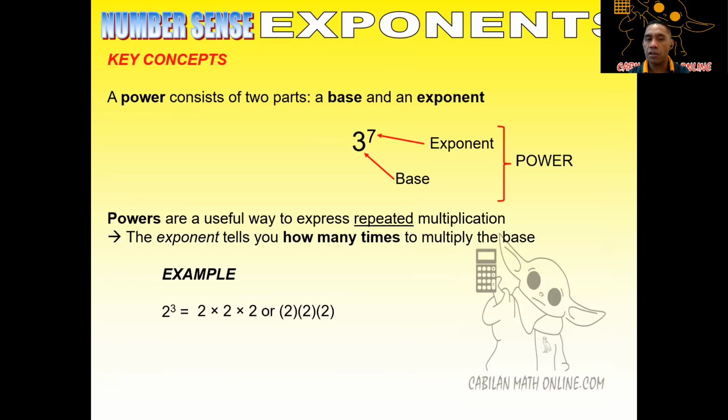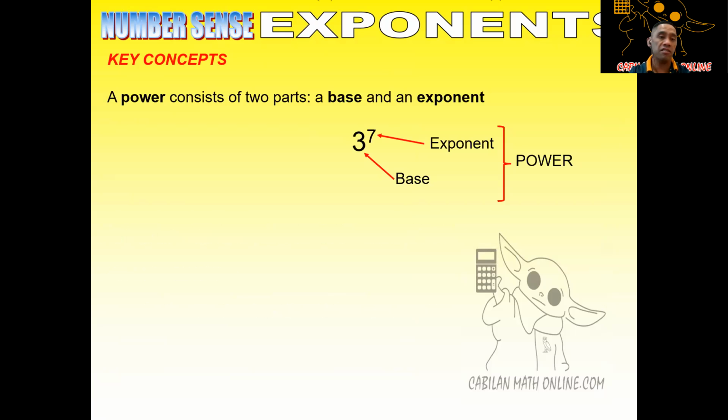Okay, in this case here, this is taking the number 2 and multiplying it 3 times, or 2 times 2 times 2, which gives us 8, whereas 2 times 3 gives us 6.